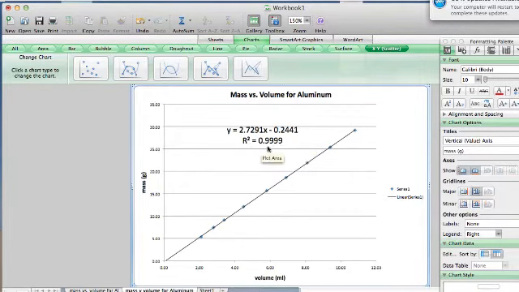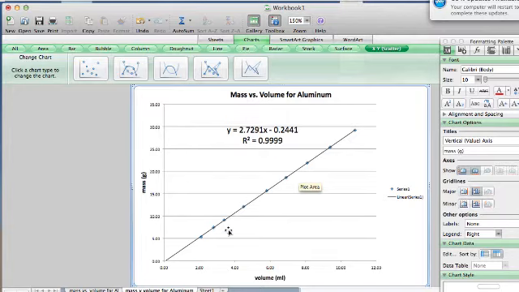The R-squared value tells us how precise our data is. In other words, how close are the data points to each other, or how close are they to that line of best fit? If the R-squared value was exactly 1, or 1.0000, that would mean that all of the points fall directly on the line. My data is really darn good. It's 0.9999, so really most of the points are right on the line.